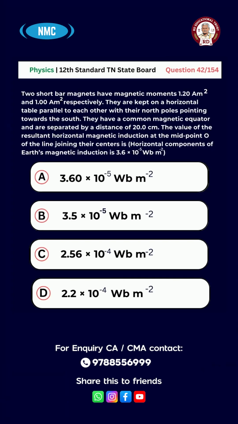Option A, 3.60 x 10^-5 Wb m^-2; B, 3.5 x 10^-5 Wb m^-2; C, 2.56 x 10^-4 Wb m^-2; D, 2.2 x 10^-4 Wb m^-2. The right answer for this question is option C, 2.56 x 10^-4 Wb m^-2.